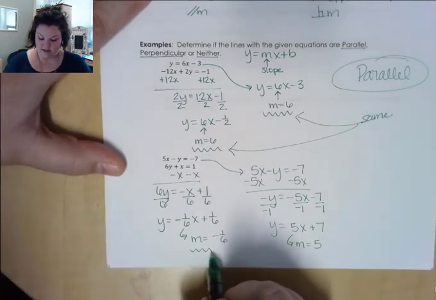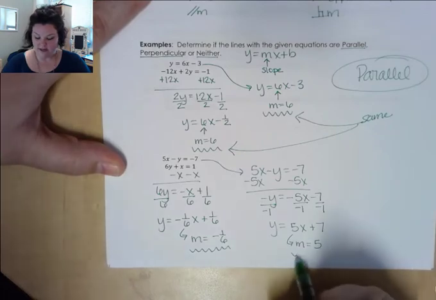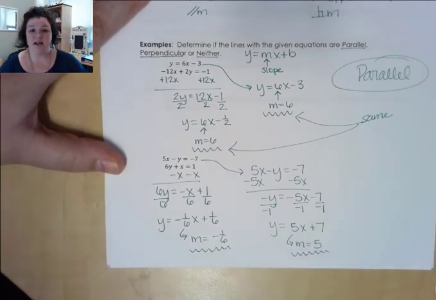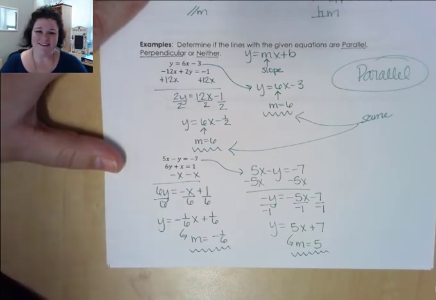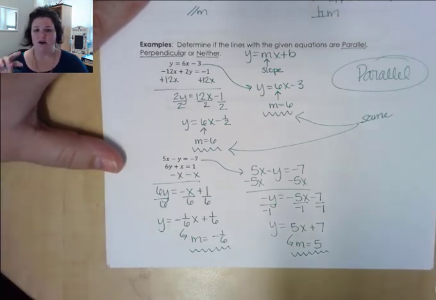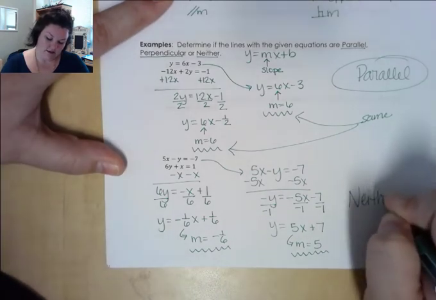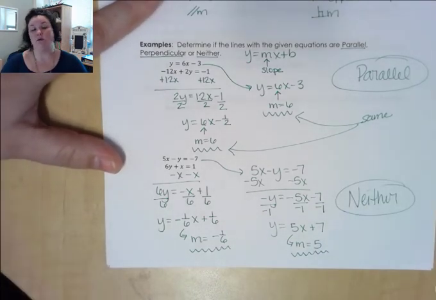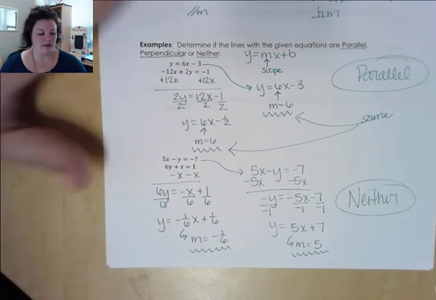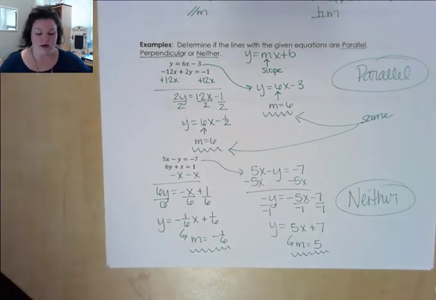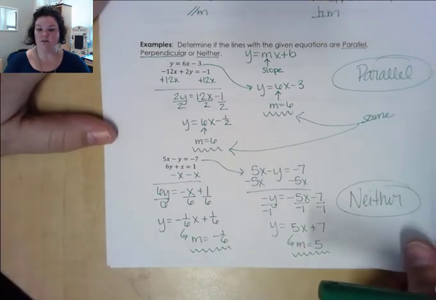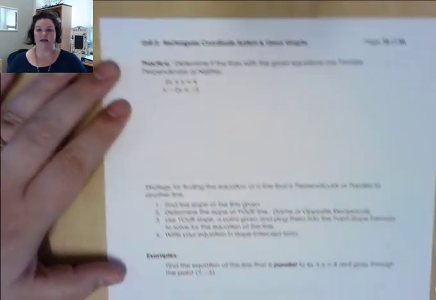So I have a -1/6 slope, and I have an m equals 5 slope, and those are just not related at all, right? They're not the same, and they're not opposite reciprocals of one another. So that means these lines are neither parallel nor perpendicular, okay? Make sense? All right, so there is one for y'all to practice on the top of the next page.